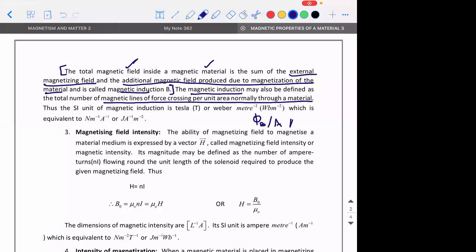That is why the SI unit of magnetic induction is basically the same as that of the magnetic field, just a different name is given. Its unit is Tesla, or it is written as Weber per meter square, where Weber is the unit used for magnetic flux. You will learn it in the next chapter. Weber per meter square is also equal to Newton per meter per ampere, or Joule per ampere per meter square. Okay.